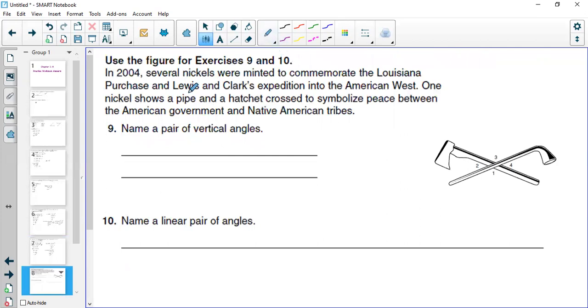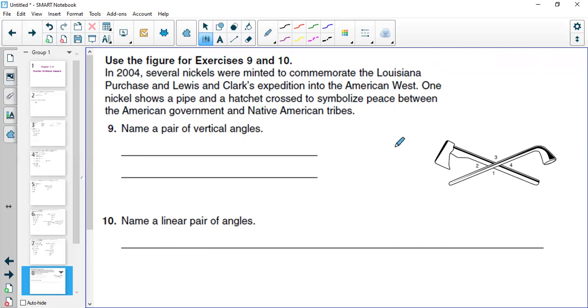Okay, we are going to use this figure for these two questions. In 2004, several nickels were minted to commemorate the Louisiana Purchase and Lewis and Clark's expedition into the American West. We have no idea what this is. That's about American history, I guess. One nickel shows a pipe and a hatchet cross to symbolize peace between the American government and native tribes. Okay, yes, this is part of their history.